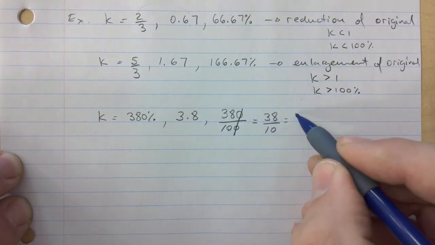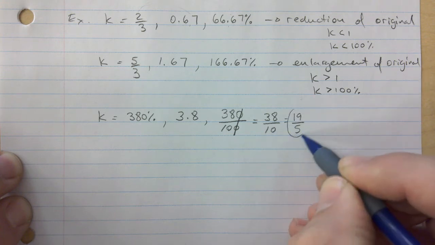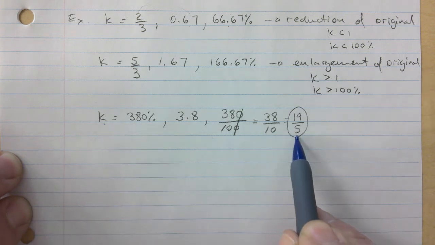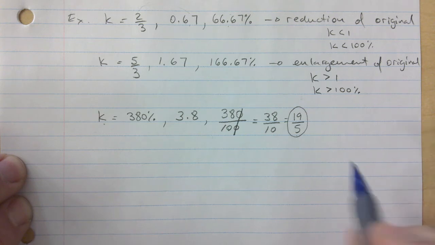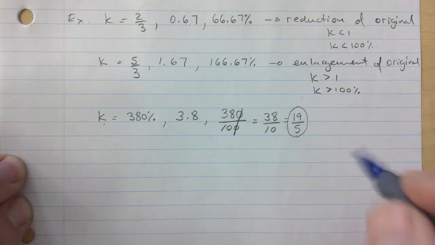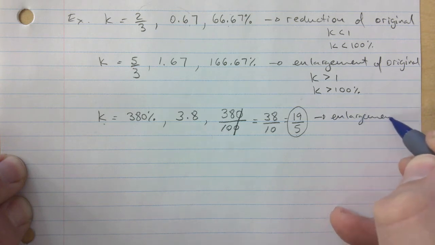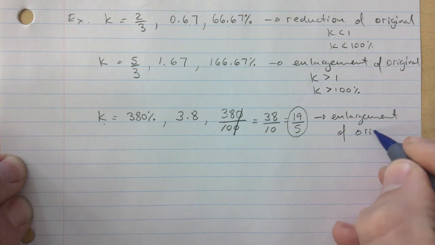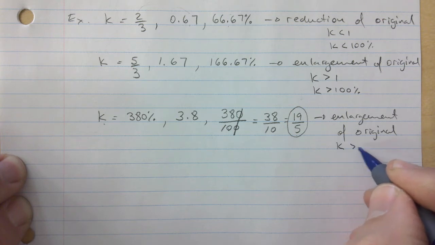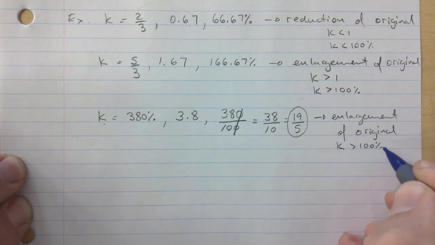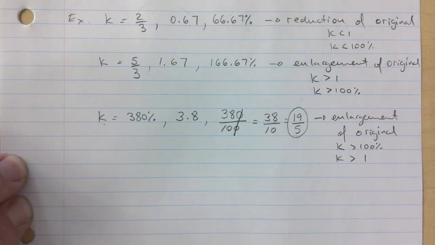So dividing that by 2 would give you 19. Dividing that by 2 would give you 5. So technically, the scale factor as a reduced fraction would be 19 over 5. But if you convert it to a decimal, that's just fine. But this would still be an enlargement of the original because K is greater than 100%. Let's just talk about percentage, or K is bigger than 1 if you look at it from a 3.8 perspective.